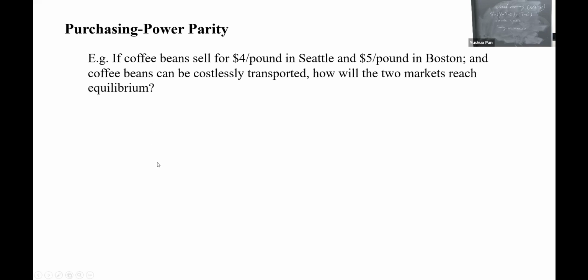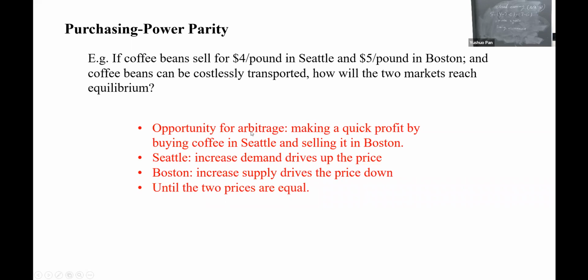Why should the price be the same in different areas? Because of the opportunity for arbitrage: making a quick profit by buying coffee in Seattle and selling it in Boston, because the transportation cost is equal to zero. In that way, more demand in Seattle will drive the price of Seattle's coffee beans up, and they are going to sell the product from Seattle to Boston. With more supply in Boston, the price of coffee beans in Boston will decrease until the prices are equal. So that's the reason why purchasing power parity emerges.